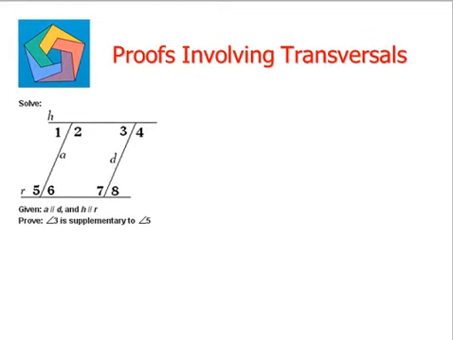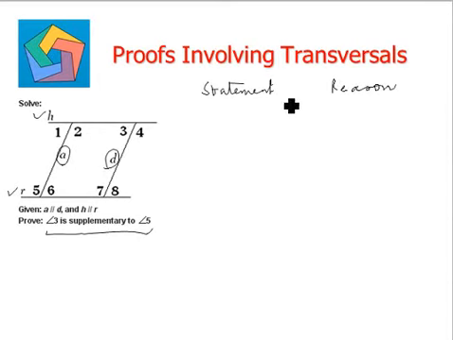Solve. We are given A is parallel to D, that is these two lines, and H is parallel to R. We have to prove that angle 3 is supplementary to angle 5. So we write down the statement and the reason. First we'll put whatever is given to us: A is parallel to D and H is parallel to R. This is given to us.